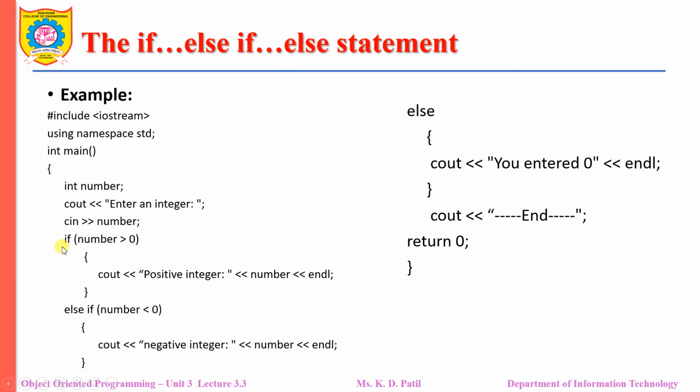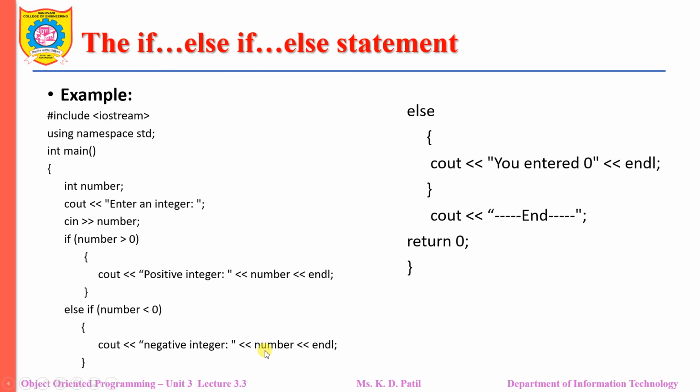The control will directly jump from this statement to the else if statement. Now here the condition will be checked: minus 5 is less than 0. Yes, minus 5 is less than 0. So in that case the condition is true, and this block, that is, negative integer minus 5, will be printed on the screen.